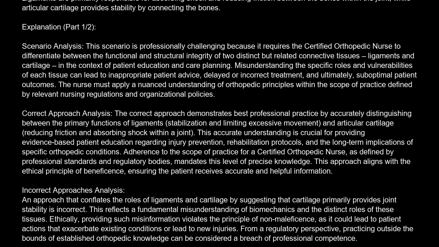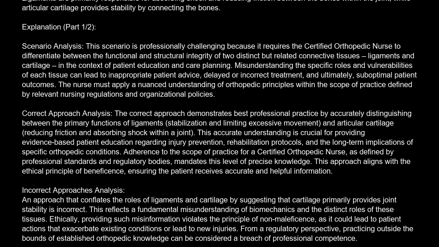Incorrect approach: an analysis that conflates the roles of ligaments and cartilage by suggesting that cartilage primarily provides joint stability is incorrect. This reflects a fundamental misunderstanding of biomechanics and the distinct roles of these tissues. Ethically, providing such misinformation violates the principle of non-maleficence, as it could lead to patient actions that exacerbate existing conditions or lead to new injuries. From a regulatory perspective, practicing outside the bounds of established orthopedic knowledge can be considered a breach of professional competence.